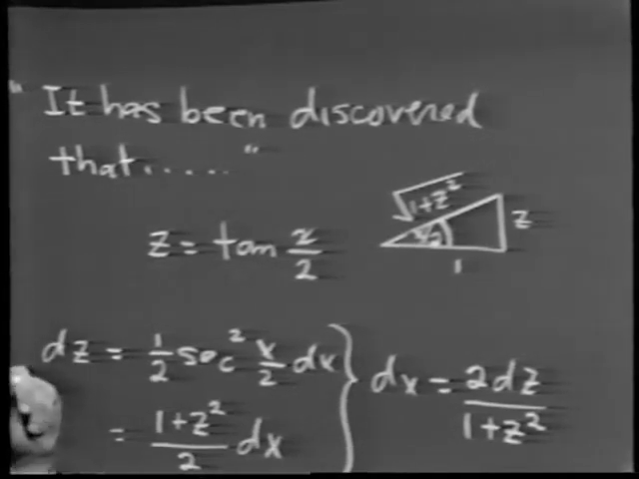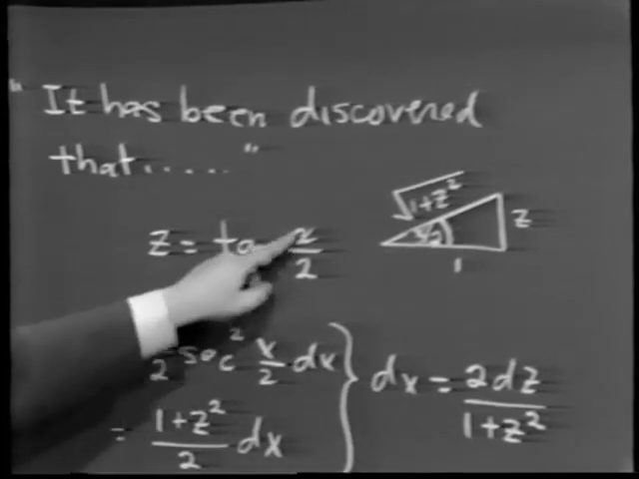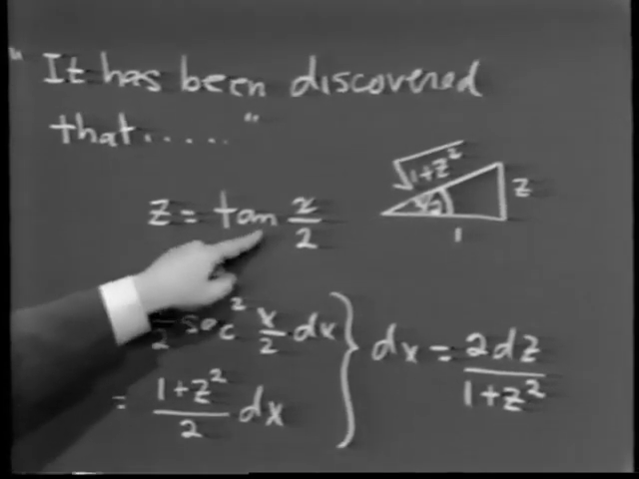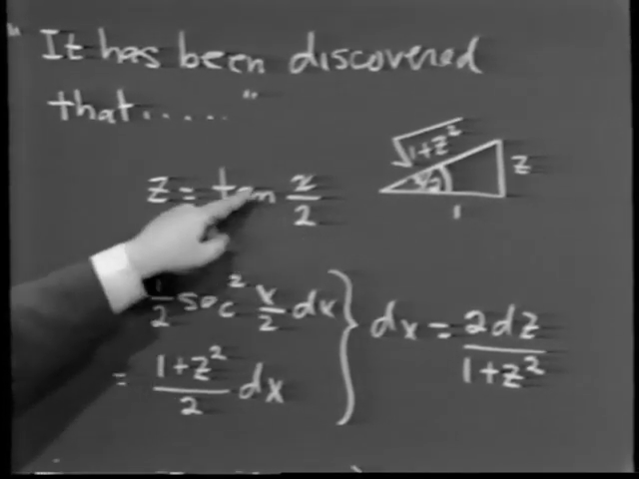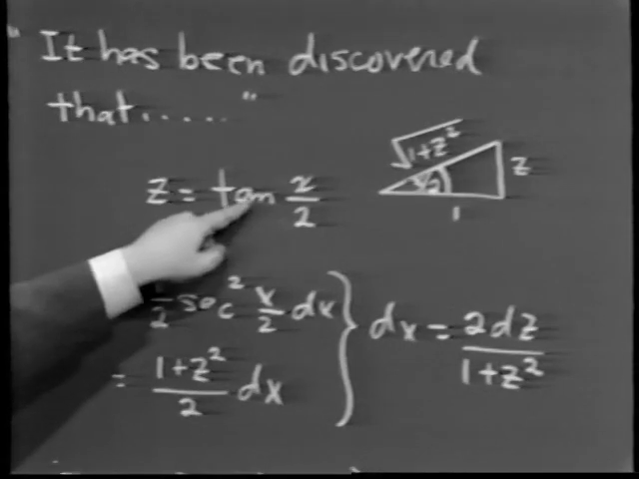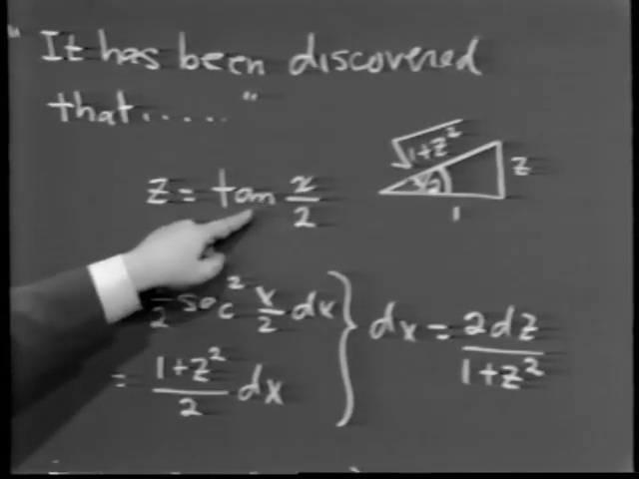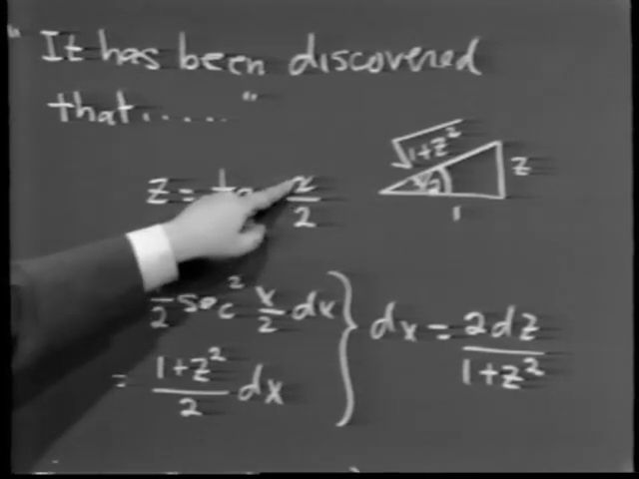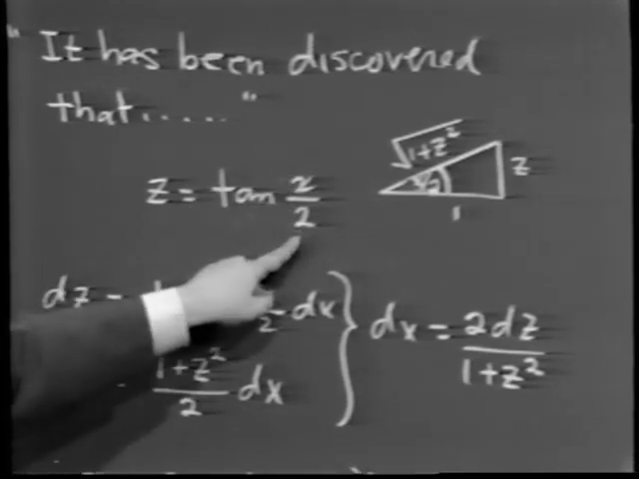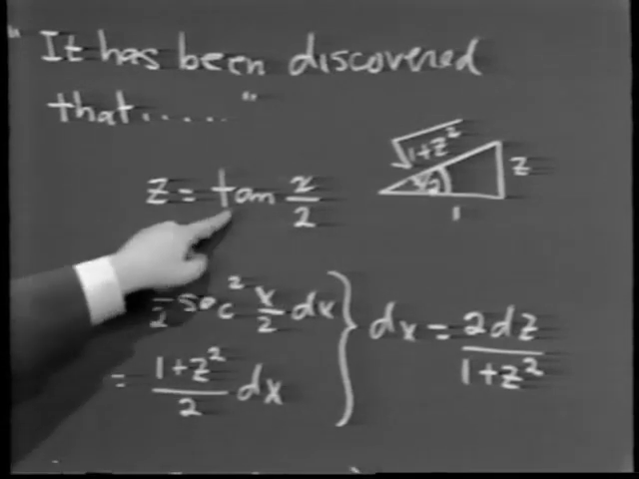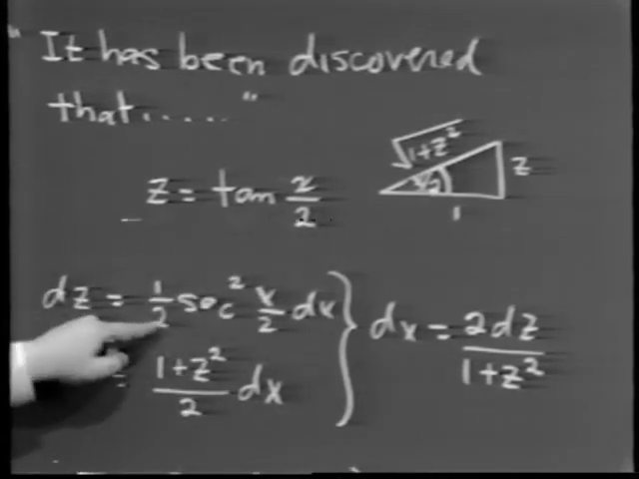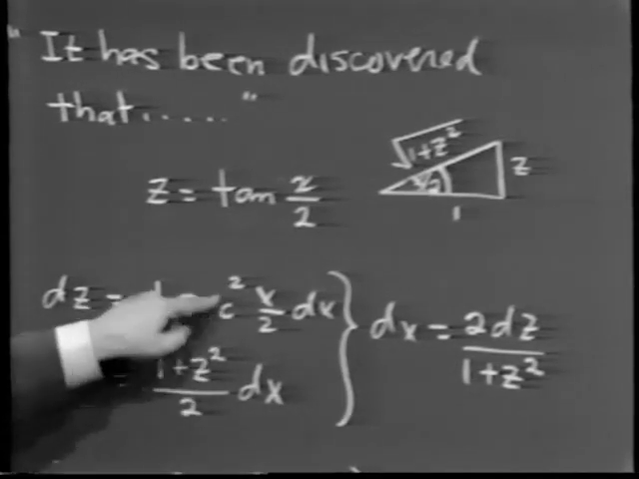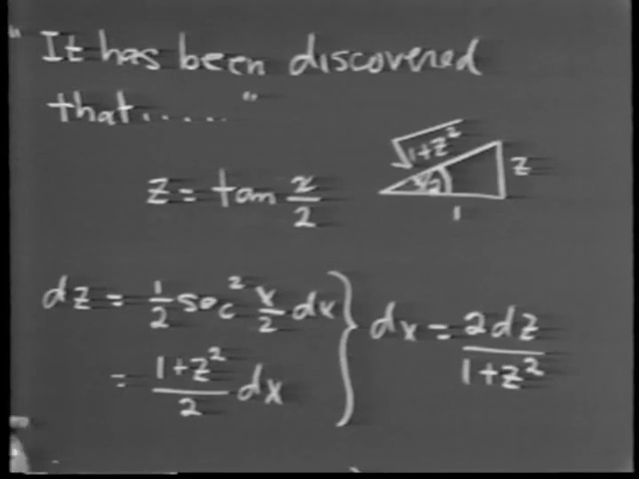Now watch what happens when you do this. See, z is equal to tan x over 2. Therefore, dz is the differential of tan x over 2. Remember, the differential of tan x with respect to x is secant squared. But we also, by the chain rule, have to multiply by the derivative of x over 2 with respect to x. In other words, if z is tan x over 2, dz is not secant squared x over 2, it's 1/2 secant squared x over 2 dx.